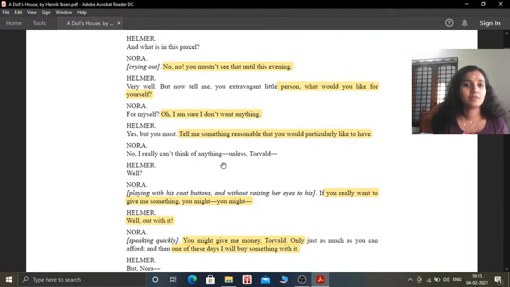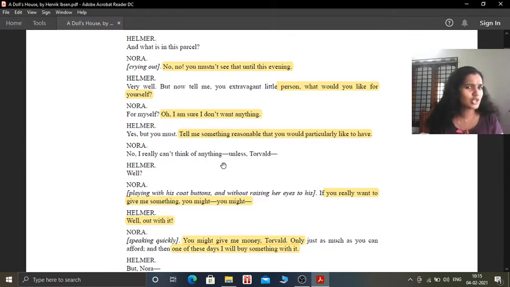And Helmer asked, okay, we have explained everything, but there is one parcel here. What is this? Nora cries out, no, you mustn't see that until this evening. Oh no, don't open that parcel, Helmer. You must not see that until this Christmas evening, because that is a surprise for my family. Very well, don't worry. He's saying, be cool, Nora.